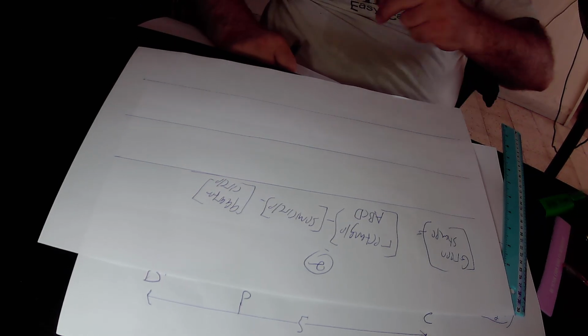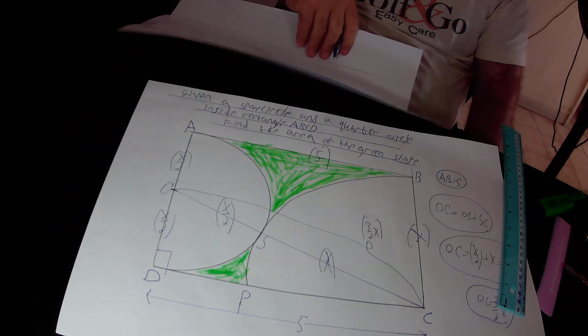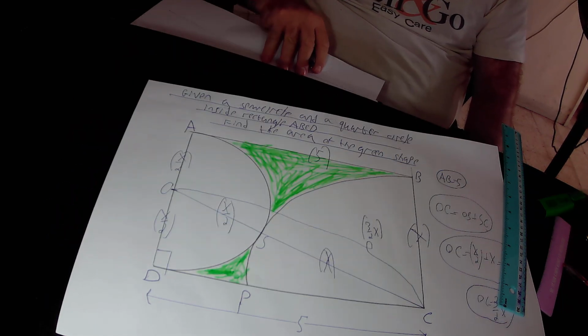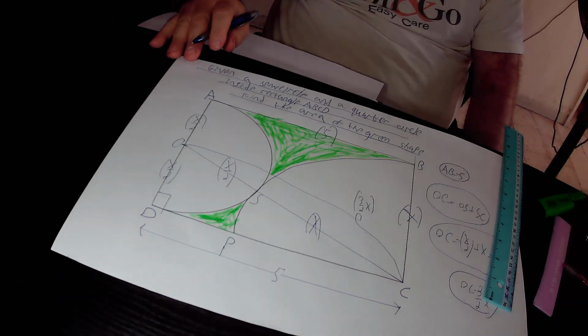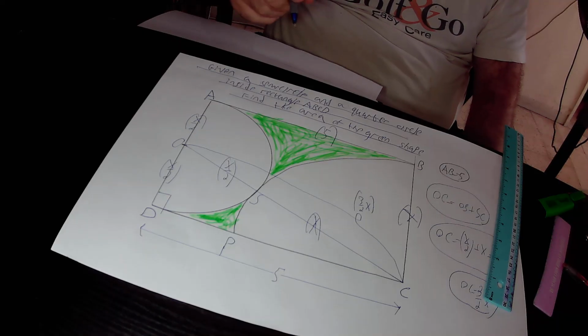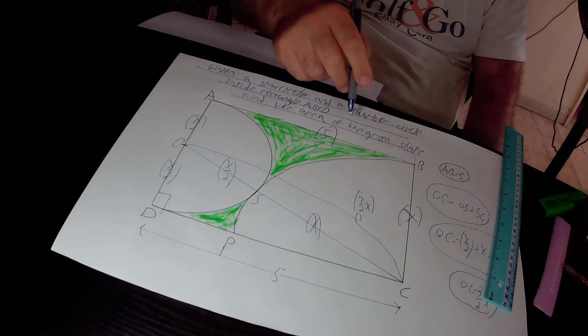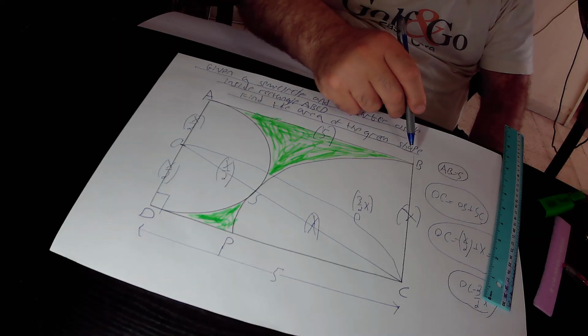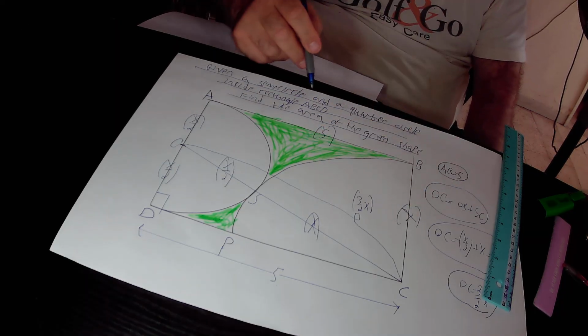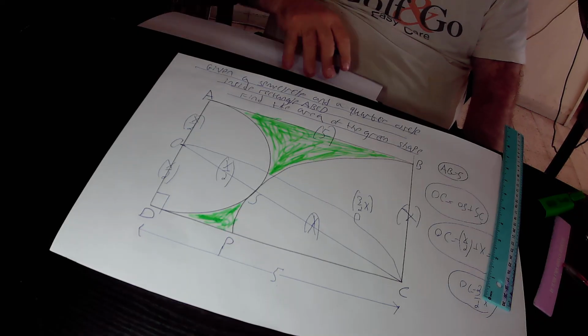So what is the area of rectangle ABCD? We know that the area of a rectangle equals the length of the rectangle times the width. The length of rectangle ABCD is AB, that is 5, times the width. The width is BC, that is x. So in total, the area of rectangle ABCD equals 5x.